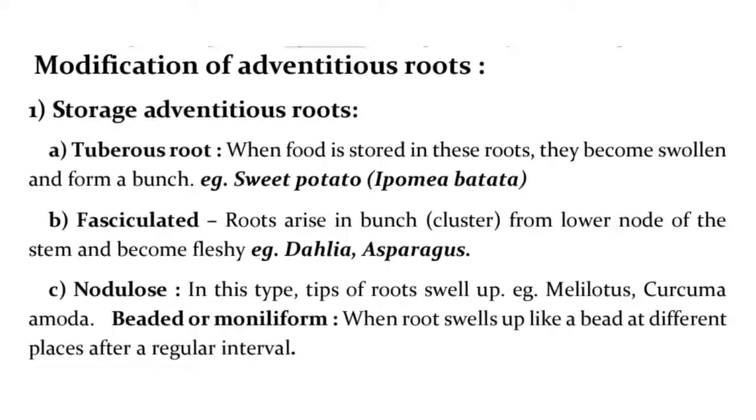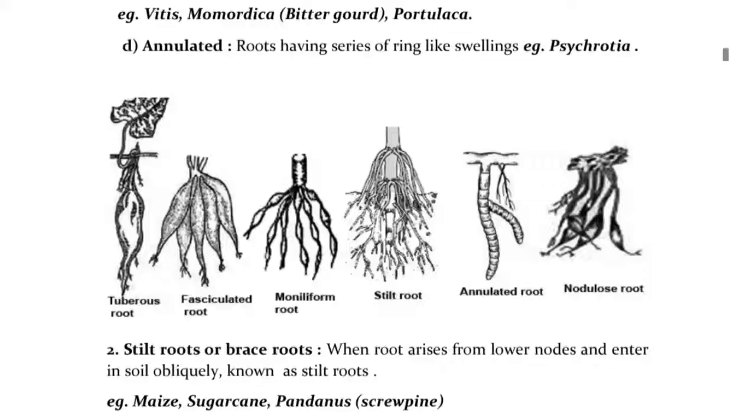Dahlia, asparagus. Nodulose roots: in this type, tips of roots swell up, e.g. Melilotus, Curcuma amada. Beaded or moniliform: when root swells up like a bead at different places after a regular interval, e.g. Vitis, Momordica, bitter gourd, Portulaca. D. Annulated: roots having a series of ring-like swellings, e.g. Psychotria.